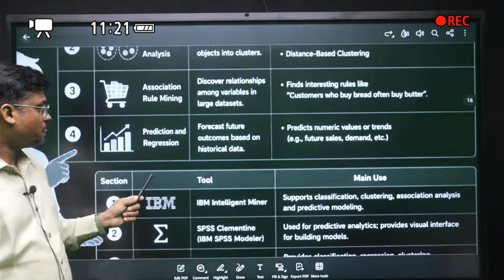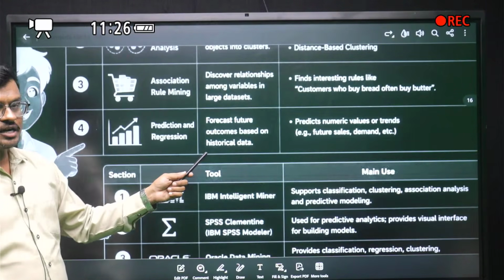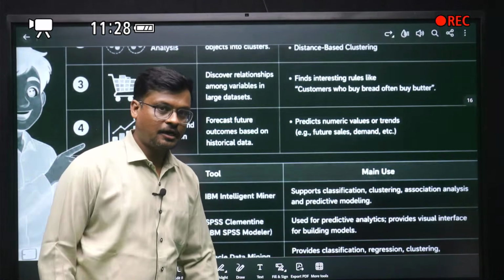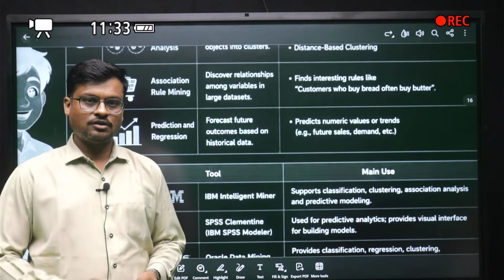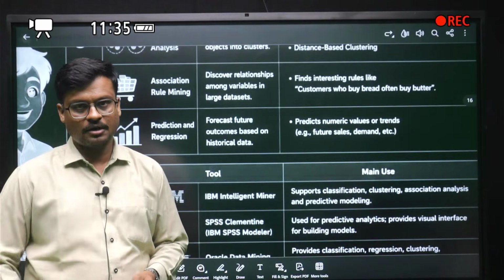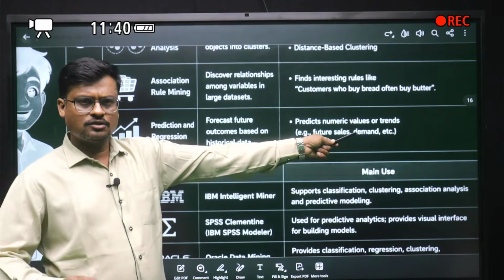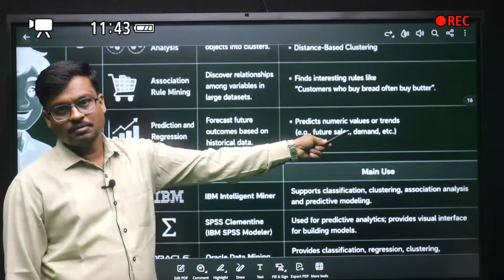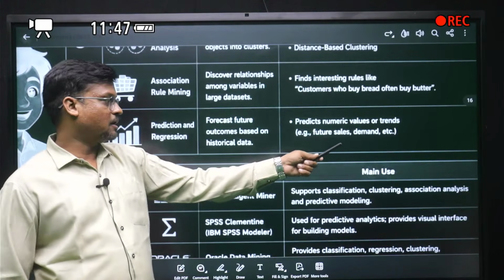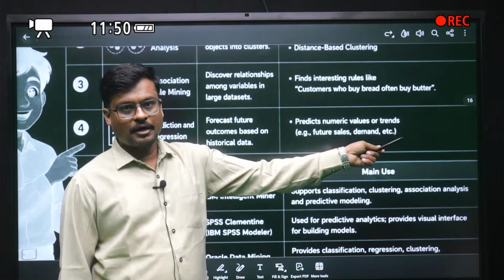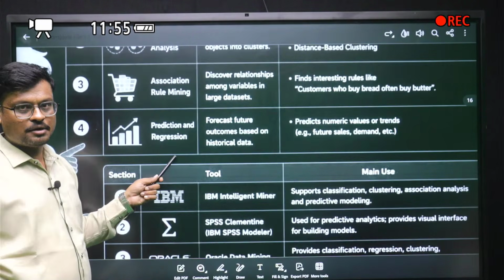Prediction and regression: forecasting future outcomes based upon the historical data. You will be able to predict the future trends. Just now, as I said, in a week's time or in 15 days, we are going to see a lot of raincoats and umbrellas in DMart. They have predicted it. They went with the future sales and demand. Next month, we are going to see heavy rains in Hyderabad, and we have to purchase more raincoats and umbrellas. That is future sales and demand, which can be predicted with the help of regression. Rainy season and umbrella come together.